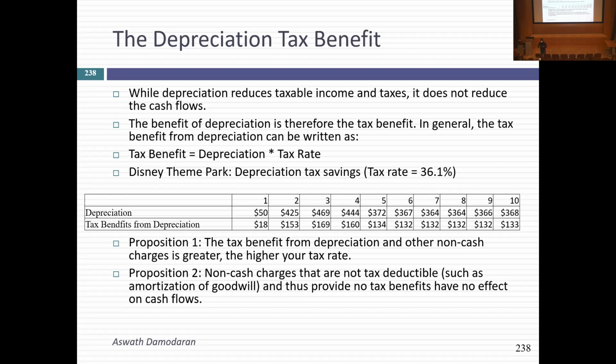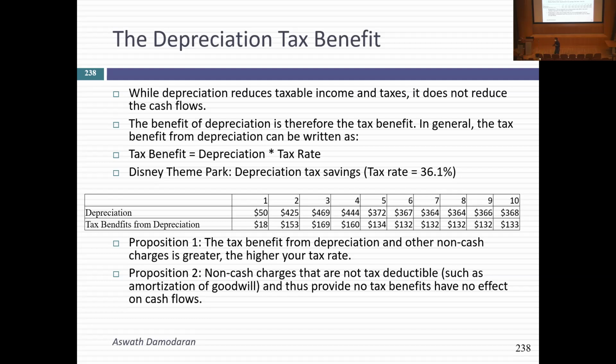When I subtract out depreciation to get to taxable income, it saves me taxes. So if you wanted to isolate the tax effect of depreciation, take the depreciation numbers I had and multiply by the tax rate. That is how much money I'm saving because I'm depreciating this asset. I'm using that marginal tax rate of 36.1%. So here's my first proposition.